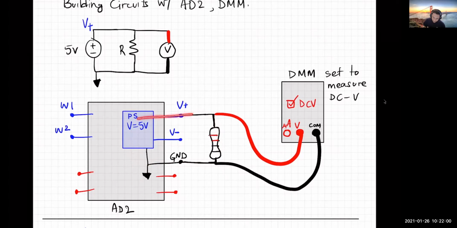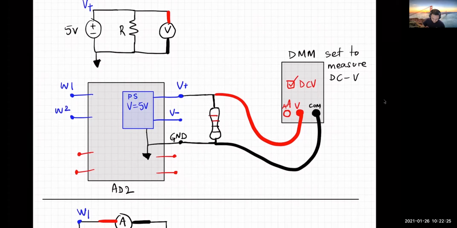Now, once you have the circuit completed, you can add your DMM to measure the voltage across the resistor. When you're using the DMM, just make sure that when you're measuring voltage, you're on the voltage port and you're on the voltage mode of the DMM. Otherwise, you can do bad things to your DMM. I don't want you to have to buy a new DMM because you broke it.